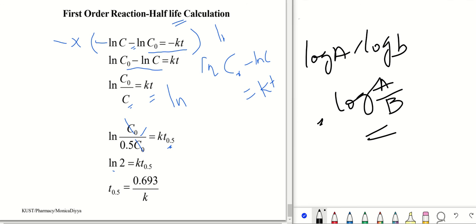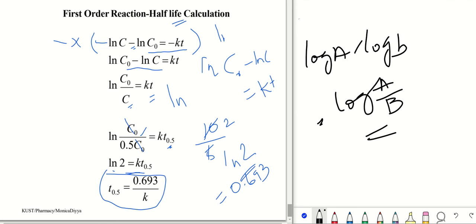Integration of 1 by 0.5, meaning 5 by 10, right? 2. So what is integration of 2? Integration of 2 is 0.693. So 0.693 is equal to k into t half, so t half is equal to 0.693 by k. So this is the final formula that we will be using to determine the half-life of a first order reaction. That is how we will be getting this value 0.693.